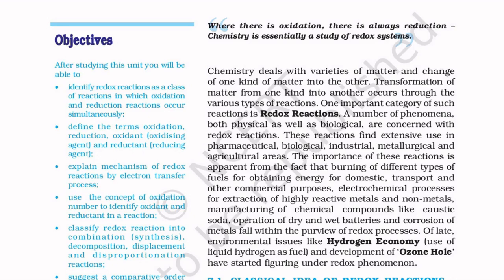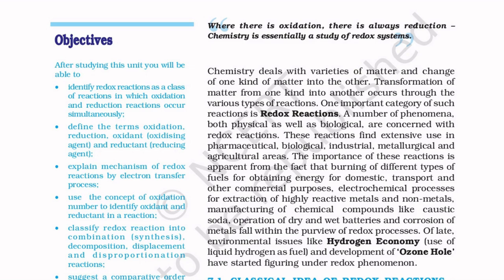Unit 7 Redox Reactions. Objectives. After studying this unit, you will be able to identify redox reactions as a class of reactions in which oxidation and reduction reactions occur simultaneously. Define the terms oxidation, reduction, oxidant, oxidizing agent, and reductant, reducing agent. Explain mechanism of redox reactions by electron transfer process. Use the concept of oxidation number to identify oxidant and reductant in a reaction.